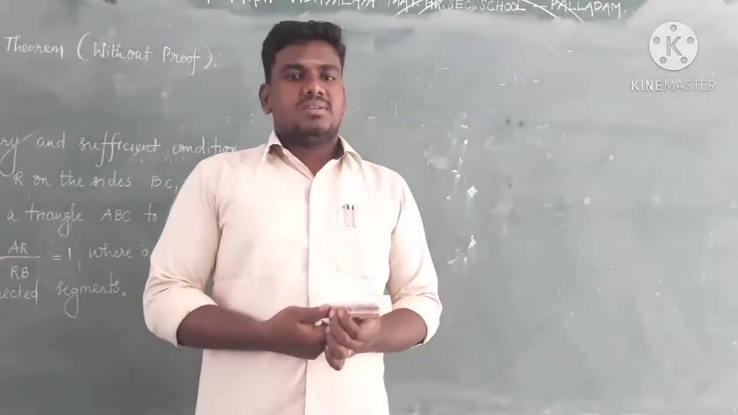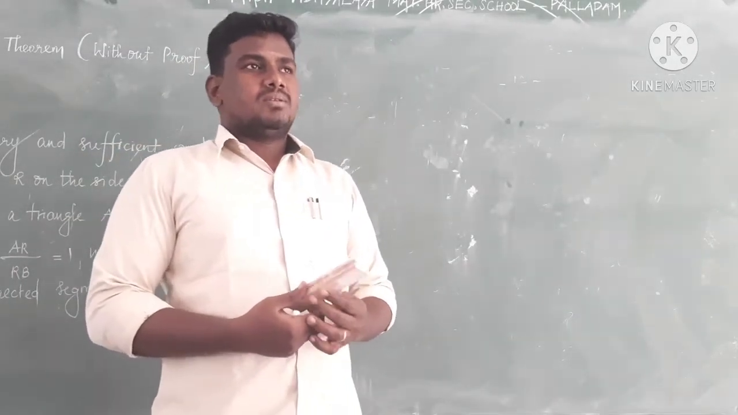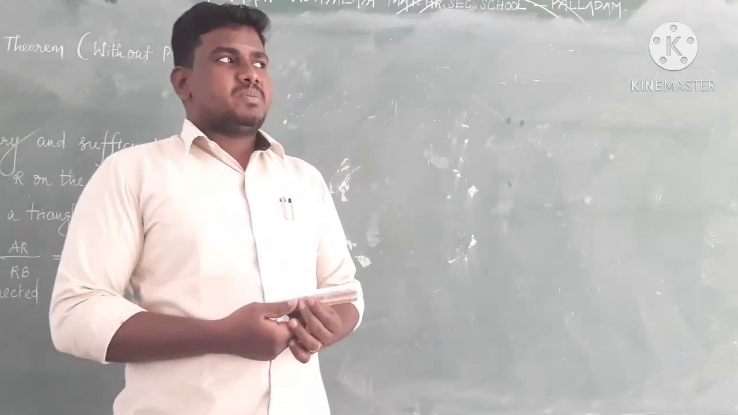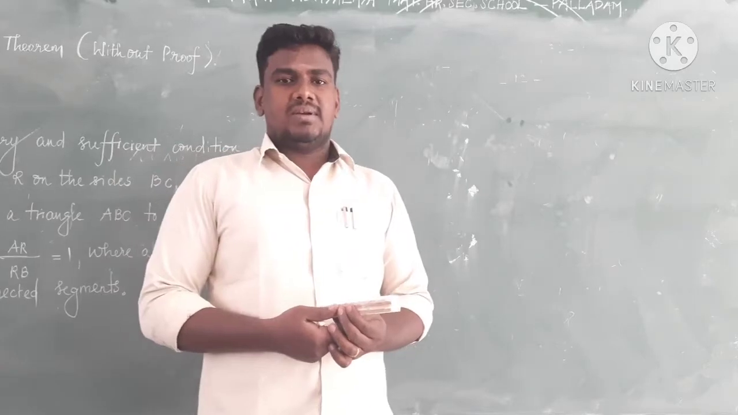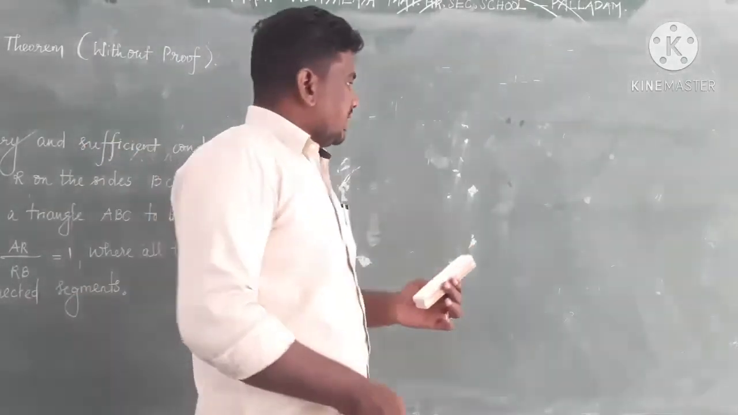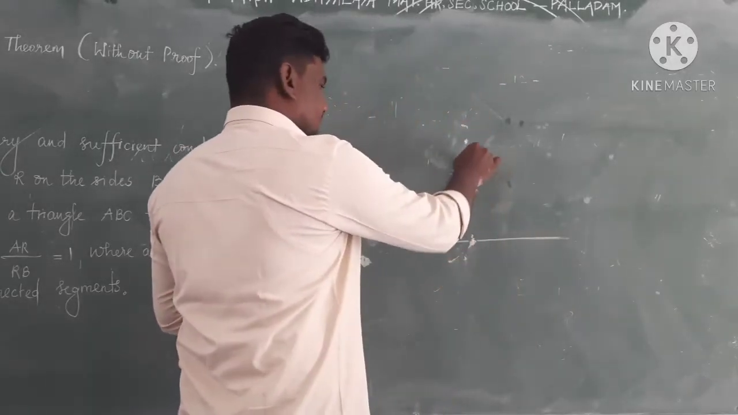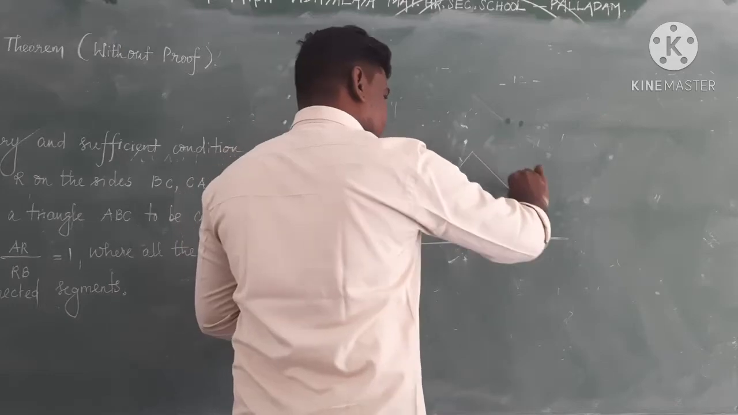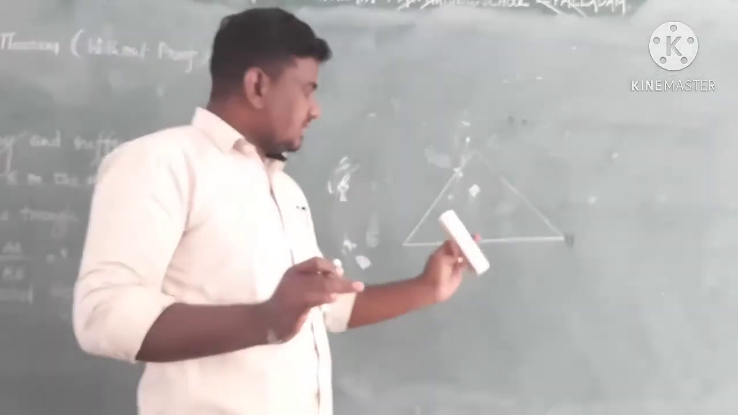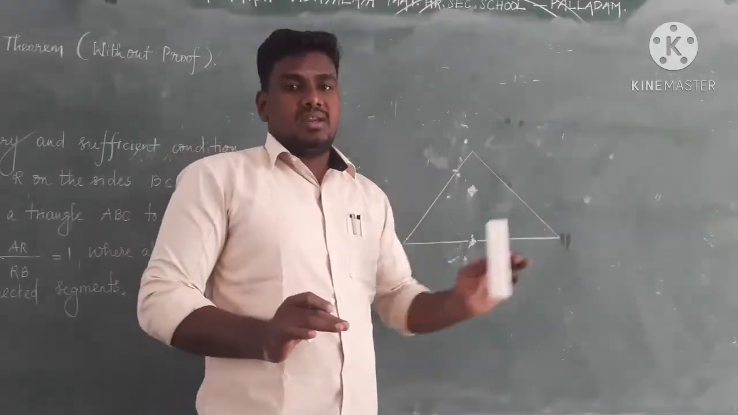Today we are going to discuss Menelaus theorem without proof. In the prior class we learnt concurrency theorems, especially Ceva's theorem. Now we are going to discuss the Menelaus theorem. If 3 points in the triangle, we should take the 3 points on the 3 sides, but the 3 points should be collinear.